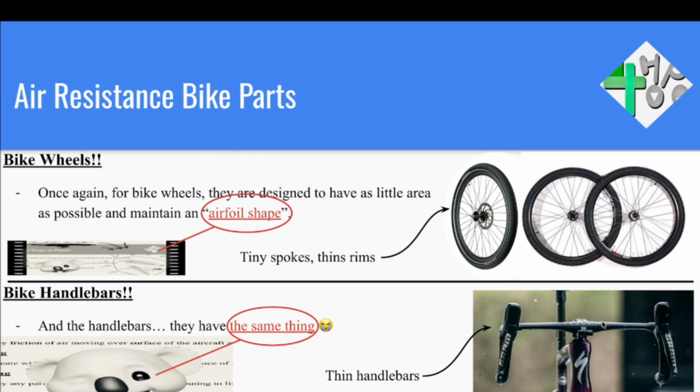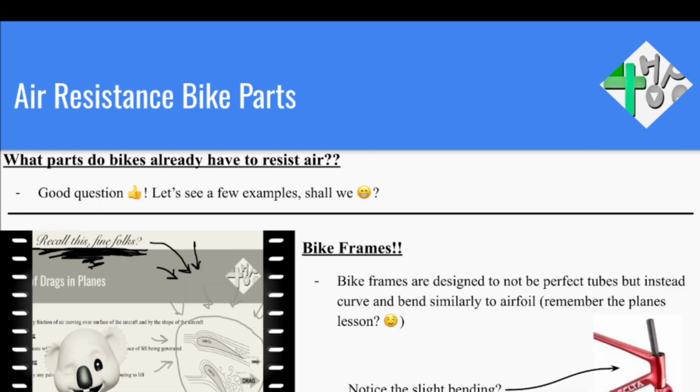But again, the main thing that I want you guys to keep in mind and consider is that the behavior of the airfoil will determine the essential design of what you want for your bike. So thin handlebars, tiny spokes, thin rims, and a bent bike frame shape. These are all elements for how we can use this when adapting to the airfoil.